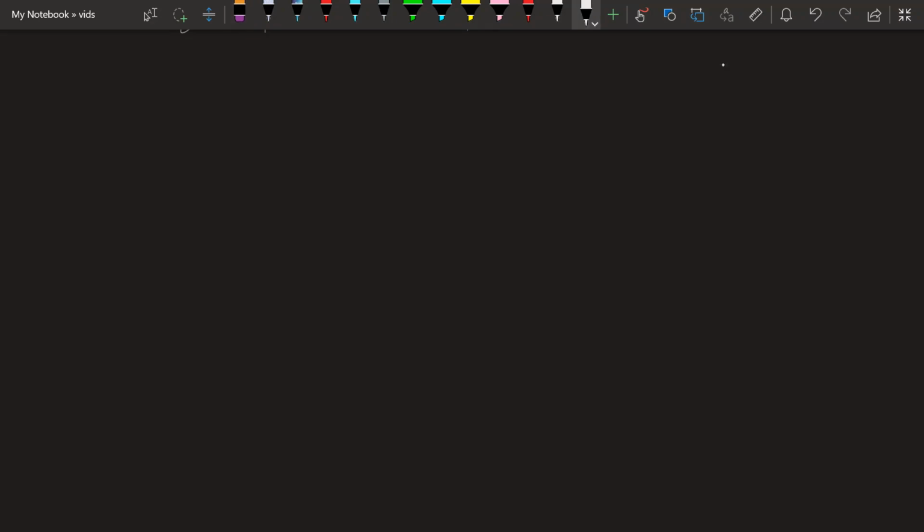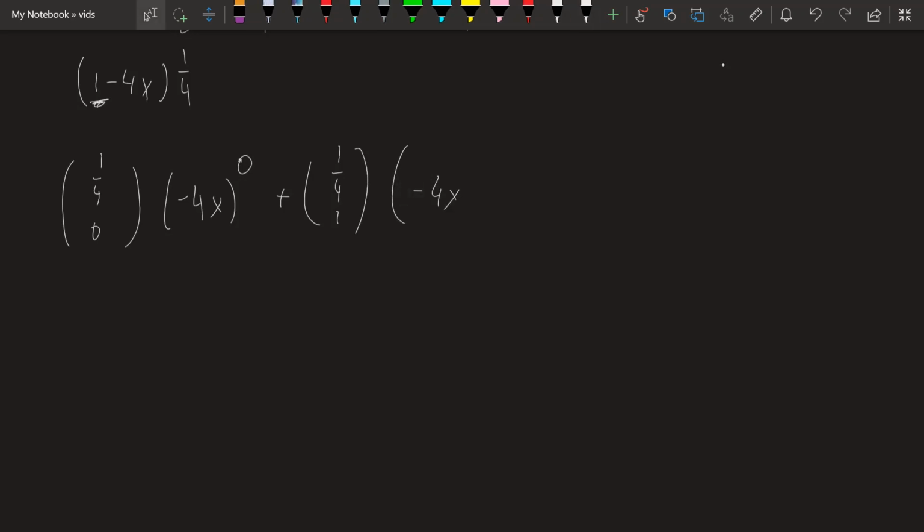So let's go. 2a. Given 1 minus 4x raised to the power of 1 over 4, expand it until we get x cubed, right? So here we go. Using the binomial theorem, it's going to be 1 over 4 choose 0, minus 4x raised to the power of 0, plus 1 over 4 choose 1. Of course, we didn't need to factor out anything because this is a 1. Plus 1 over 4 choose 2, minus 4x raised to the second power, and 1 over 4 choose 3, minus 4x all cubed.